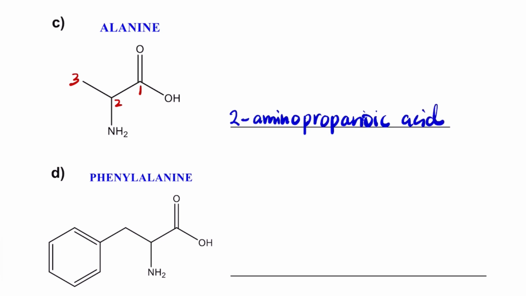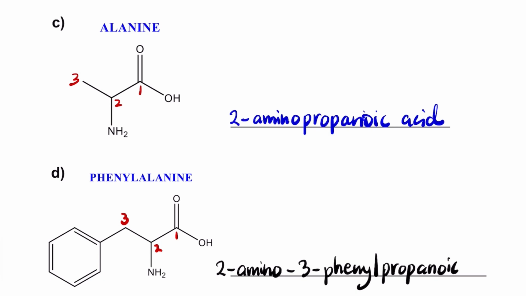Next, I have phenylalanine. Phenylalanine means that we have a phenyl, which is a benzene ring, in our structure. The parent will be the chain with 3 carbon atoms, and at the third carbon we have phenyl, and at the second carbon we have amino. So follow the alphabetical order. We are going to have 2-amino, and then 3-phenyl because the benzene ring is a substituent, and then propanoic acid. So this is the IUPAC nomenclature for phenylalanine.